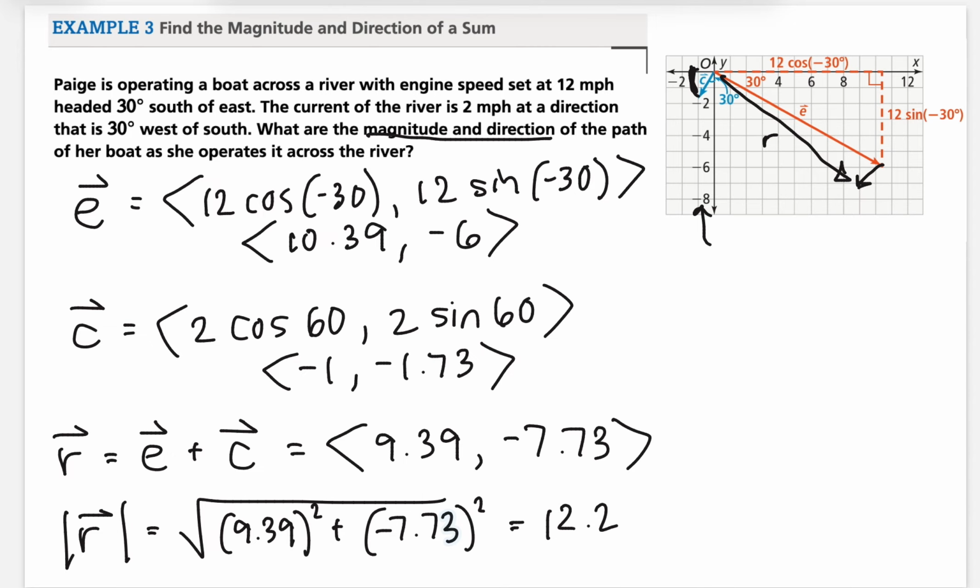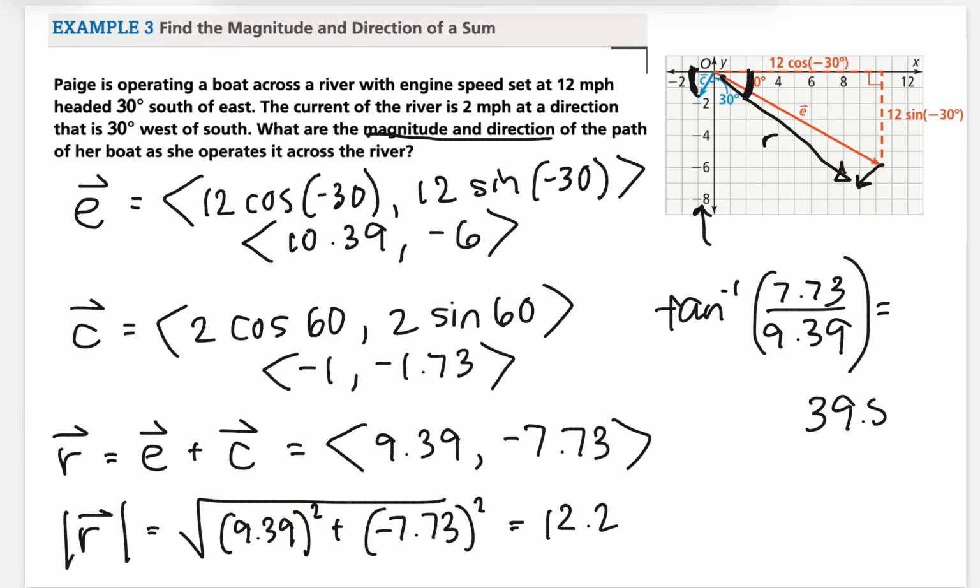And then our final step is to find that direction. So we're going to take the inverse tangent of our y value over our x value. And so I'm going to take the 7.73 over 9.39. And we're just trying to find that angle right there. So I'm leaving it to be a positive 7.73 because we're going to do the inverse tangent and we're just trying to find that reference angle. So if we do that, we get 39.5. So that would be our angle, and this would be our magnitude.